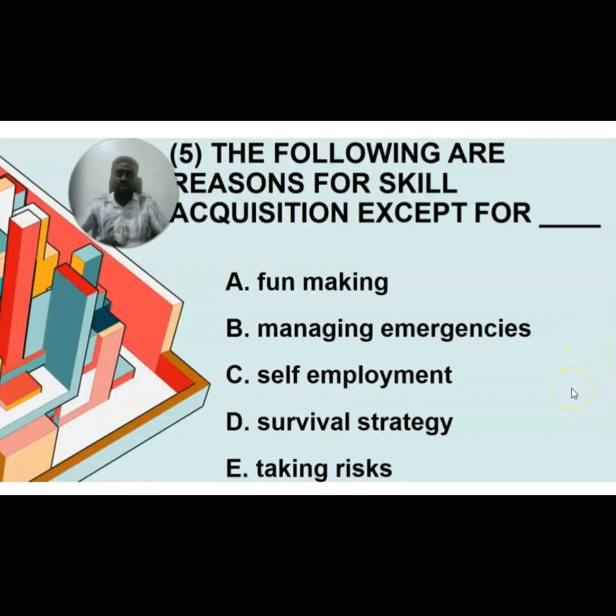question says the following are reasons for skill acquisition except for this, under vocational skill acquisition in biology, when it comes to grassroots awareness in terms of youth, children, and the vulnerable. So A, fund making, B, managing emergencies, C, self-employment, D, survival strategy, E, taking risks. So what is the answer? Write it down in your biology note as we review the correct answer together and state the reason why.